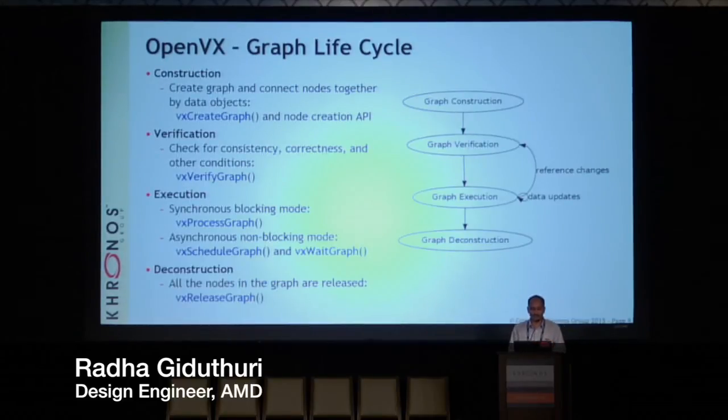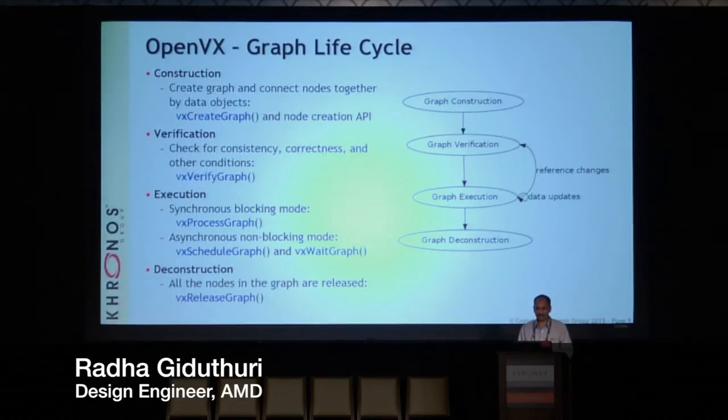Now let's look at the graph lifecycle. You create a graph, and before you execute, you have to verify the graph. Verifying a graph just means that you're asking the framework to make sure there's nothing wrong with the whole graph you've constructed: all the consistency checks are made, and all the data types given are supported by the underlying frameworks. And if there are any optimizations to do, the underlying implementation can mark those optimizations and give them to the runtime when it tries to execute.